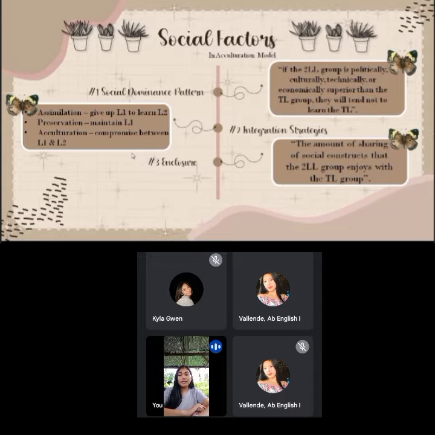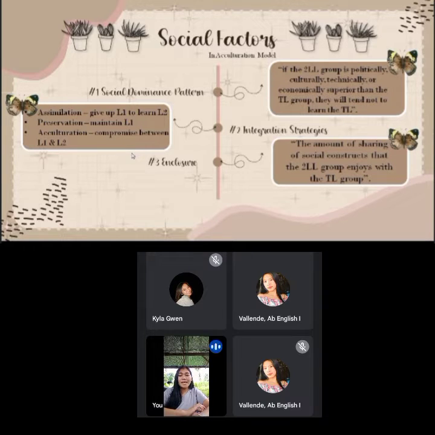The next factor is the integration strategy. We have these three integration strategies: assimilation, preservation, and acculturation. In assimilation, you totally give up your first language for the second language, while preservation is the entire opposite. You maintain your first language no matter how hard it is for the teacher to teach your second language. You keep on maintaining the first language. And number three is acculturation. It is the compromise between language 1 and language 2. The acculturation model is a meeting together in the middle between language 1 and language 2.